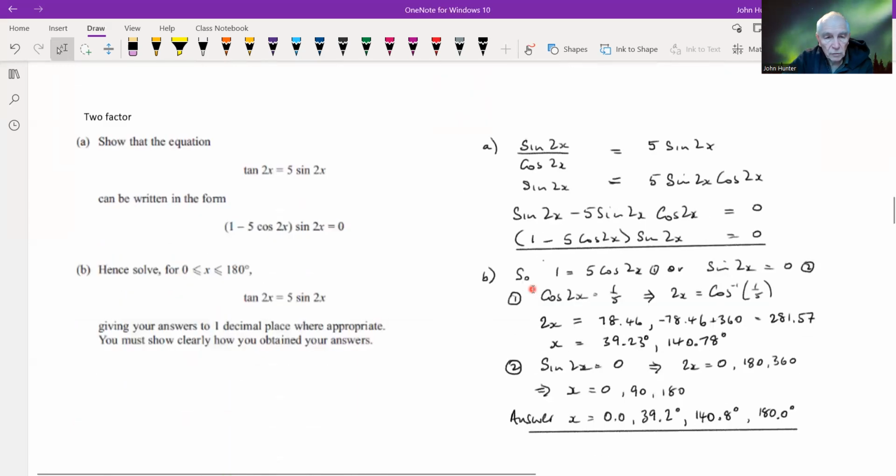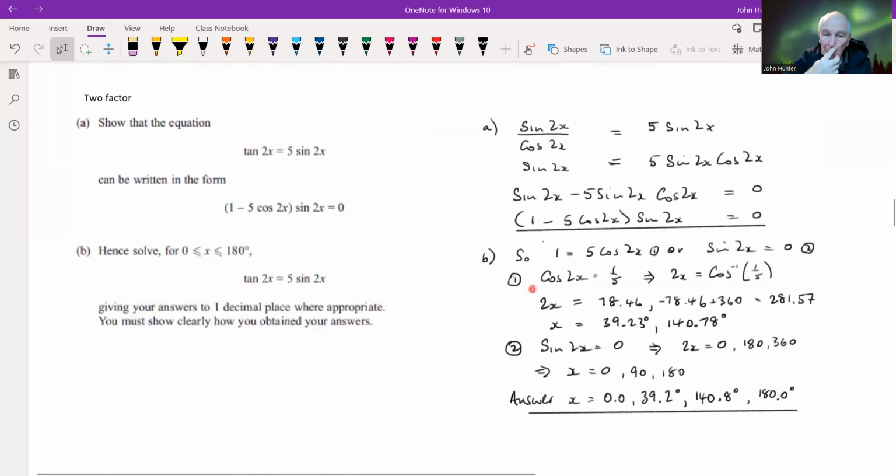Now, if we go on and have a look at some 2-factor solutions, let's have a look at this. Show that this equation can be written in that form, and hence solve this equation here. Right, okay, so this is exactly what I was talking about before, is that we're not going to solve this like this. It's going to be a bit difficult. What we need is it in this sort of 2-factor form here.